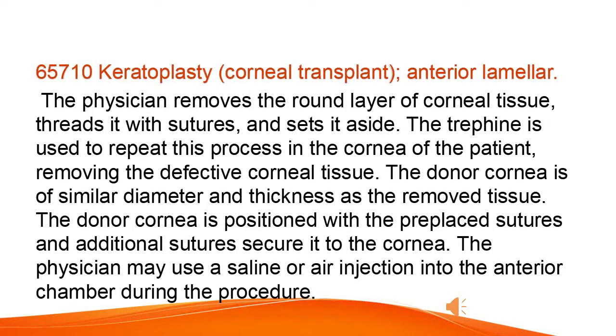Keratoplasty, corneal transplant, anterior lamellar. The physician removes the round layer of corneal tissue, threads it with sutures, and sets it aside. The trephine is used to repeat this process in the cornea of the patient, removing the defective corneal tissue. The donor cornea is of similar diameter and thickness as the removed tissue. The donor cornea is positioned with the prep-laced sutures and additional sutures secure it to the cornea. The physician may use a saline or air injection into the anterior chamber during the procedure.